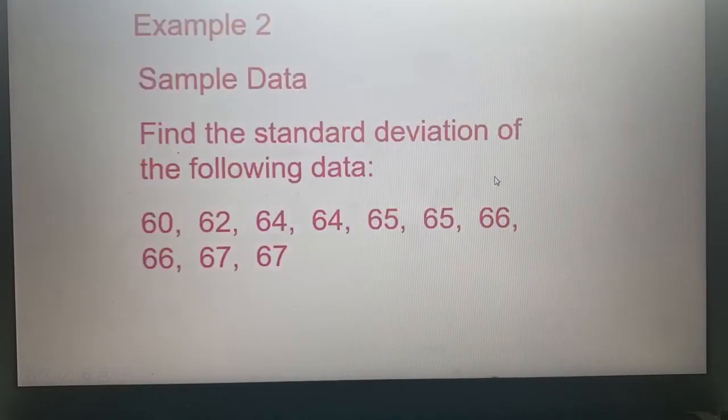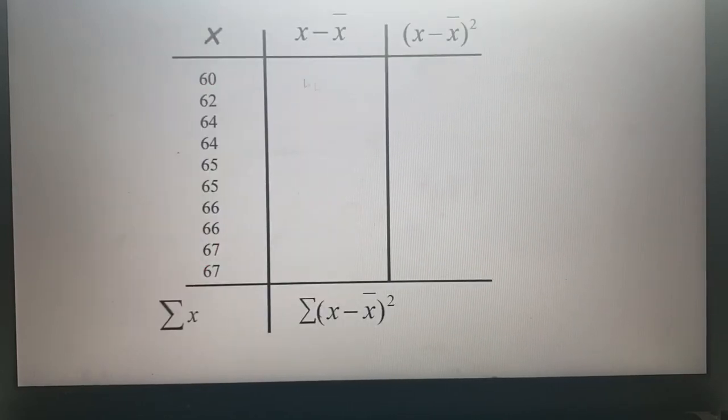Let's have a look at another example. Another 10 values here, this time in the 60s. First of all we put them all into the first column, so all of our data that we've been given goes straight into a column for X. Each of them is a value of X. Then we need to write down our formula there.